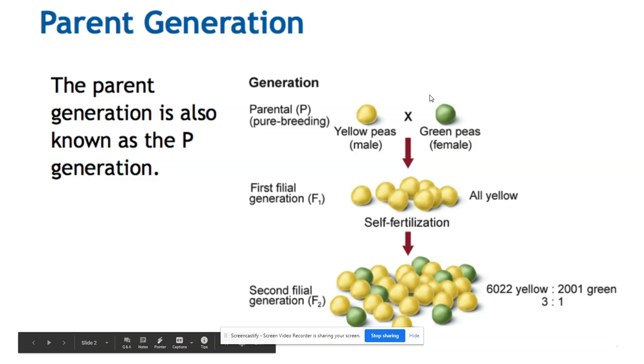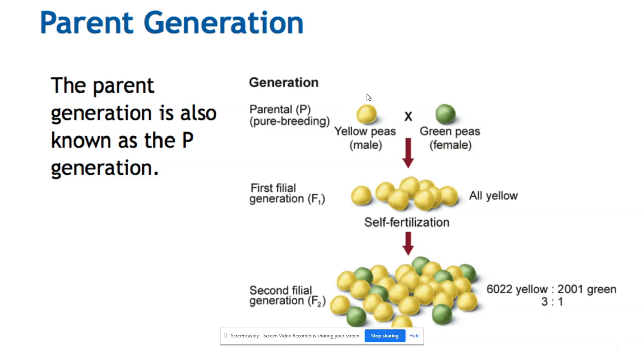So if we're looking at the parent generation, how many yellows do you see? How many green do you see? You have 1 yellow and 1 green. So the parent generation would be a 1 to 1 ratio. The first filial generation, your F1 generation, is all yellow. 1, 2, 3, 4, 5, 6, 7, 8. You have 8 yellow, 0 green. So it would be an 8 to 0. 8 colon 0. It's an 8 to 0 ratio.